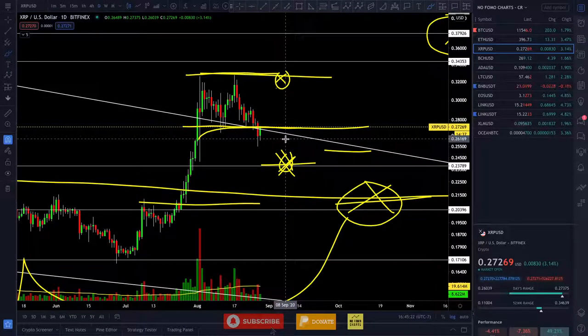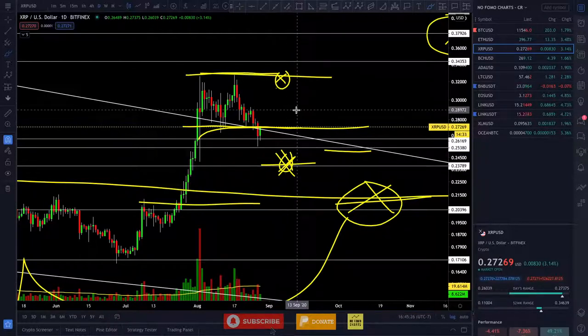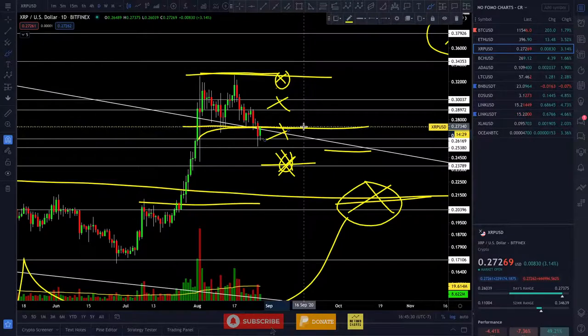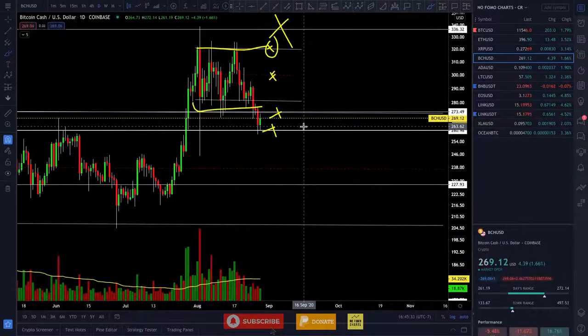Media support, like 26, 25 cents. Resistance, 28, 29 cents. Okay. Just stuck between like that 2-4 cent range.